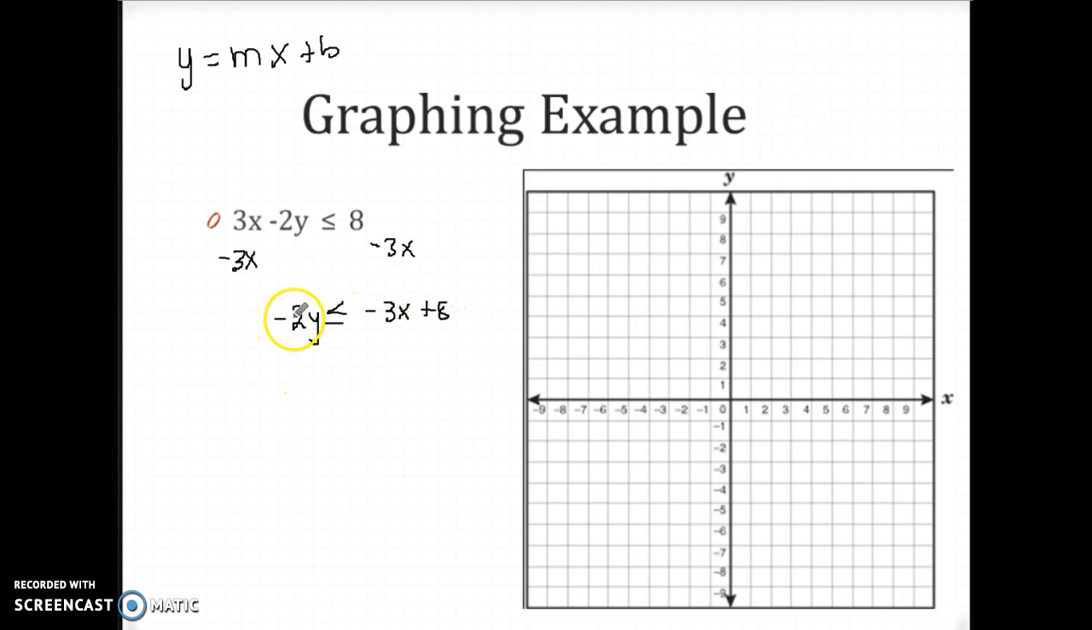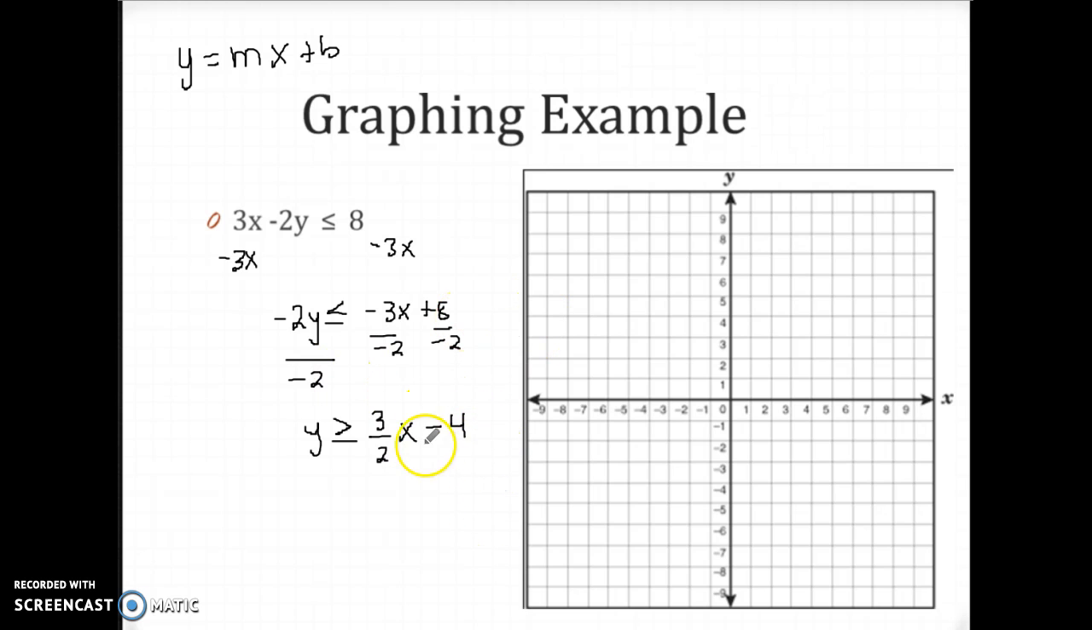Next step, I have -2 times y. I want y by itself, so I'm going to divide by -2 on each of these terms and get y. And since I divided by a negative, this is an inequality, I have to flip that sign. -3 over -2 is actually a positive 3/2. And then 8 divided by -2 would be -4. So now I can graph this equation.